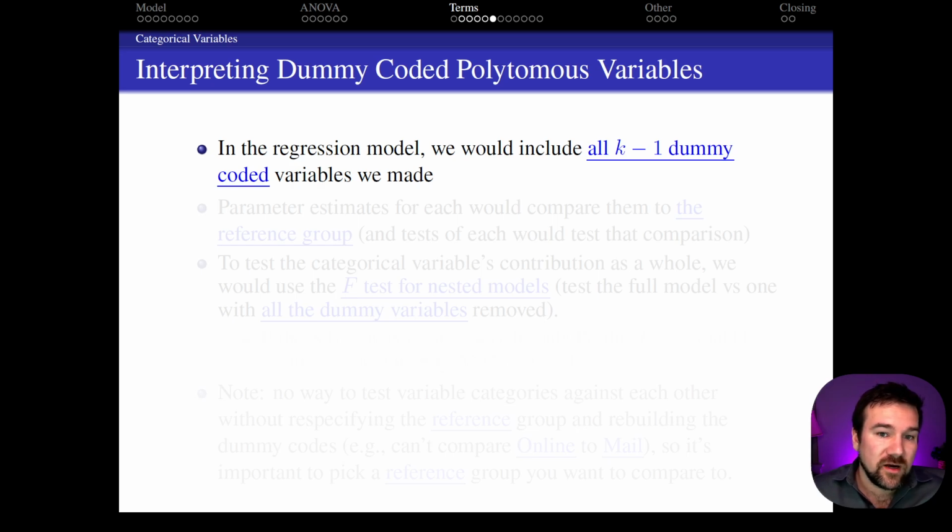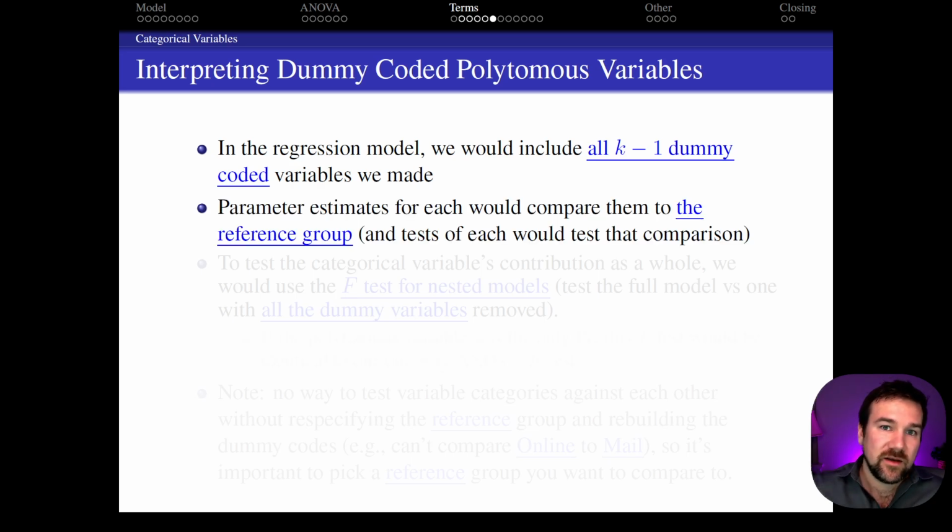So in the regression model, I actually include all of the dummy variables I made. So all of the k-1 dummy coded variables, I include all of them in the regression model. Now, each of them are going to have their own associated betas, and each of those betas compare that particular category to the reference category. So for instance, in my last example, phone was the reference category, mail and online were the other two categories. So mail and online are both going to be included in the model, and they're both going to have their own betas.